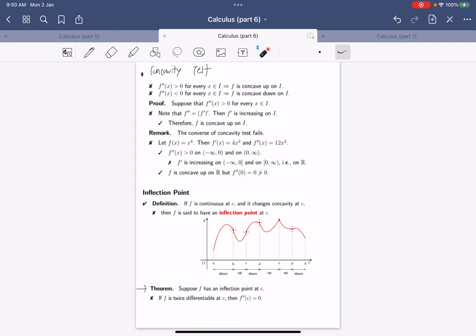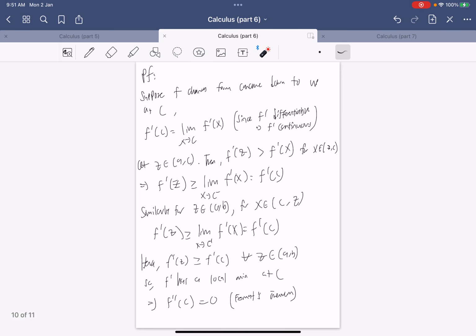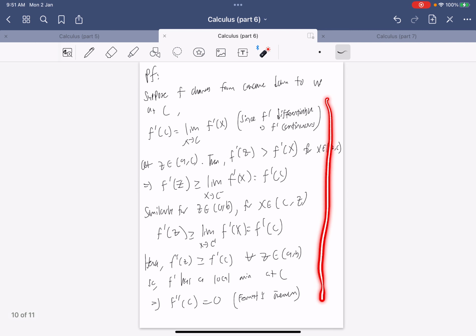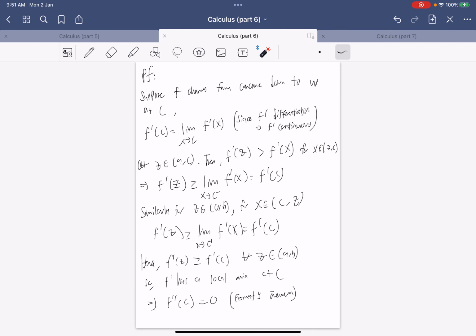And so the theorem goes that if f is twice differentiable and f has an inflection point at c, then the second derivative at c is 0. The proof follows from the idea of taking the limit from the left and the limit from the right, and for them to be equal, they have to be 0. I'll leave it to you to read, but it's very similar to everything we've done earlier, and so it shouldn't be too difficult to catch.